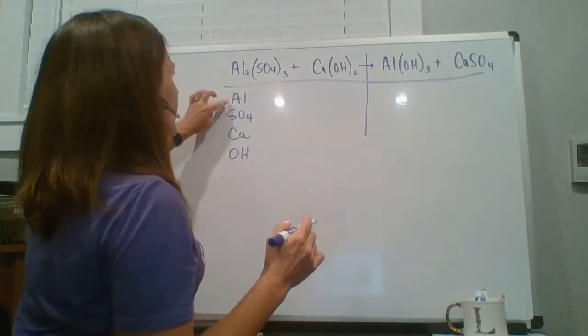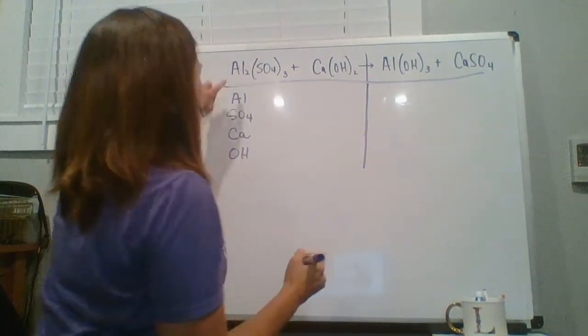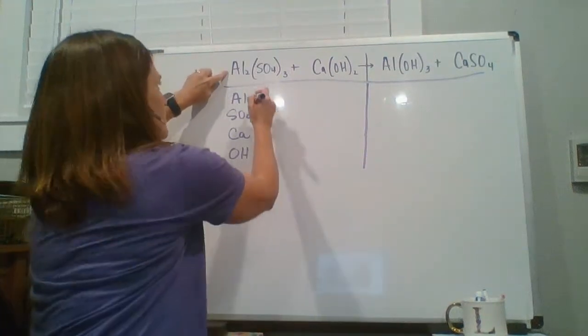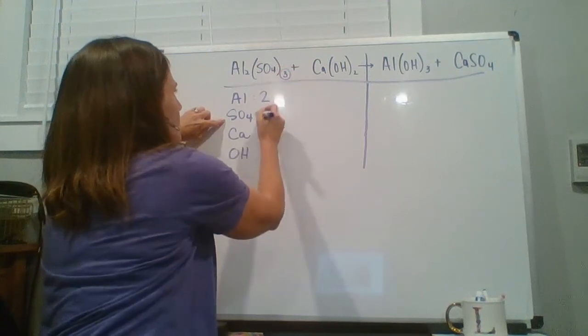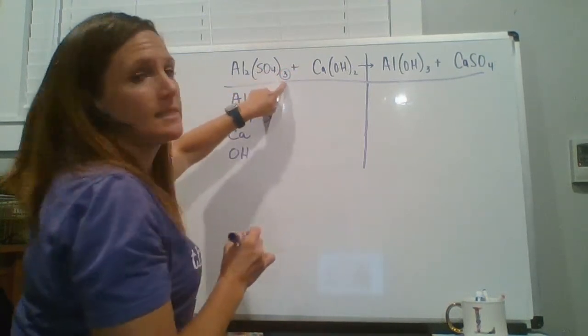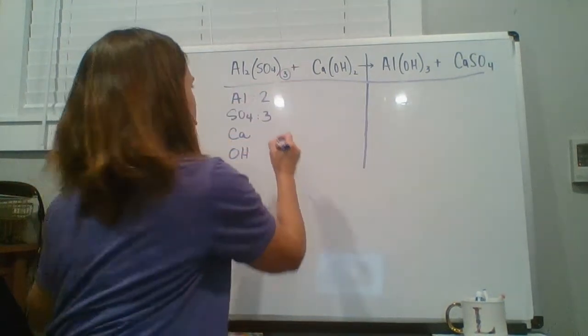And so when I go to make my list here, I can see that I have 2 aluminums. So I start with that. I have 3 SO4s because it's outside here, so I know that I have 3 of them. I have 1 calcium and 2 hydroxides.